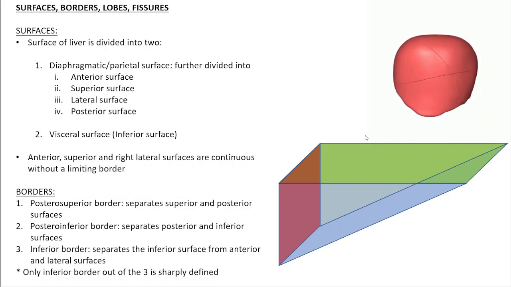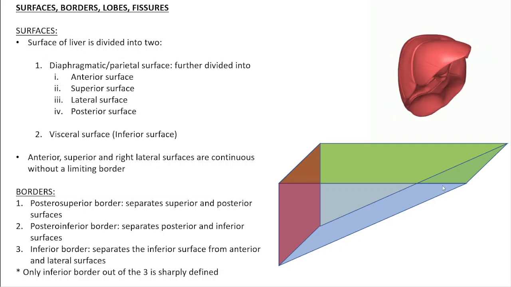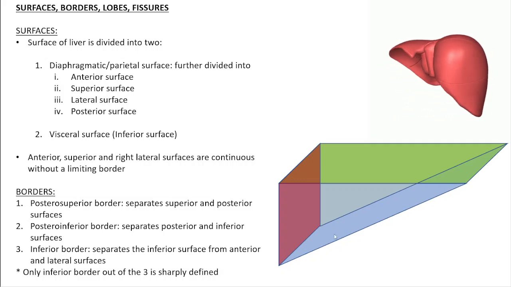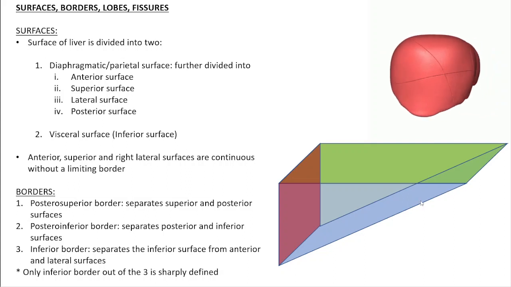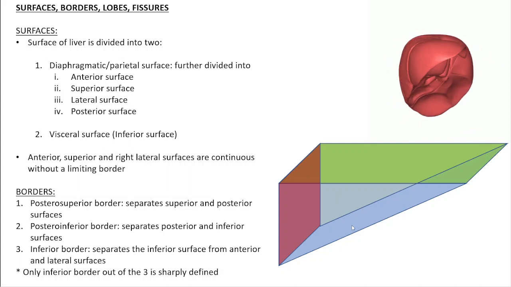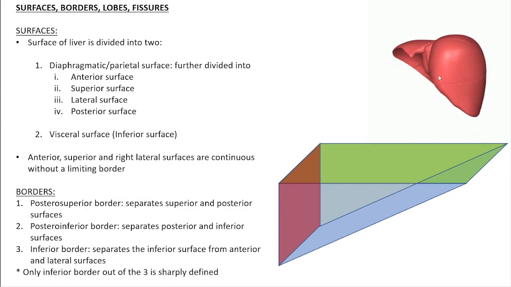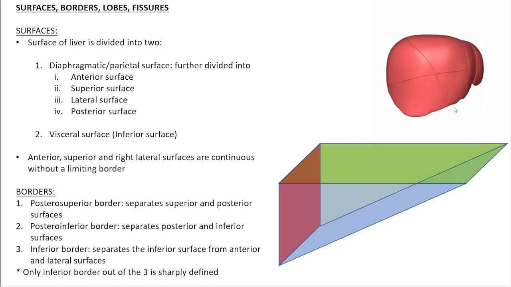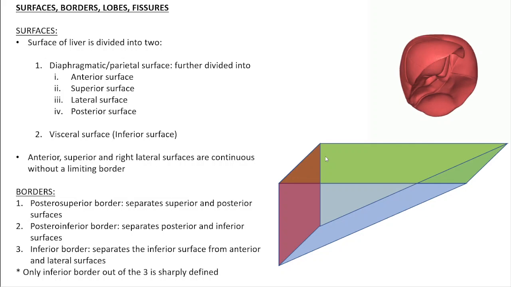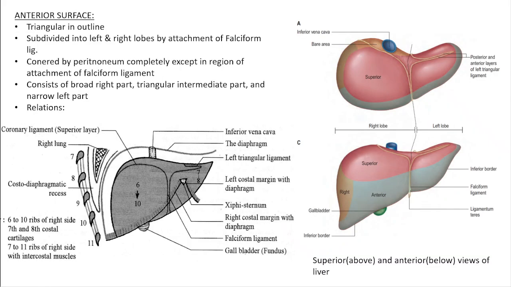So we have the posterior superior border, the posterior inferior border, and the sharpest border is the inferior border, which separates the anterior and lateral parts of the inferior surface from the adjoining anterior surface and the lateral surface. This is the inferior border, this one, and so on. This is the sharp inferior border of the liver, right? So the inferior border is the sharpest one.